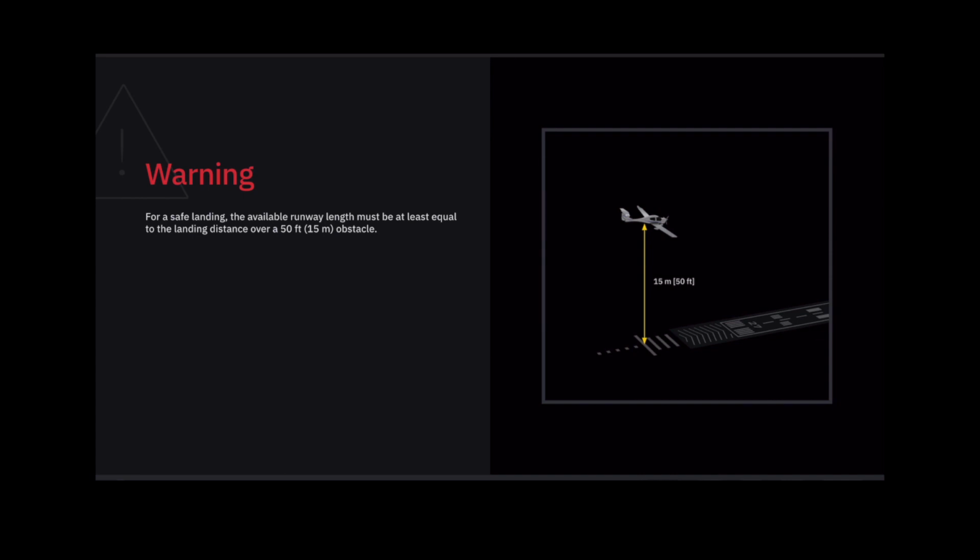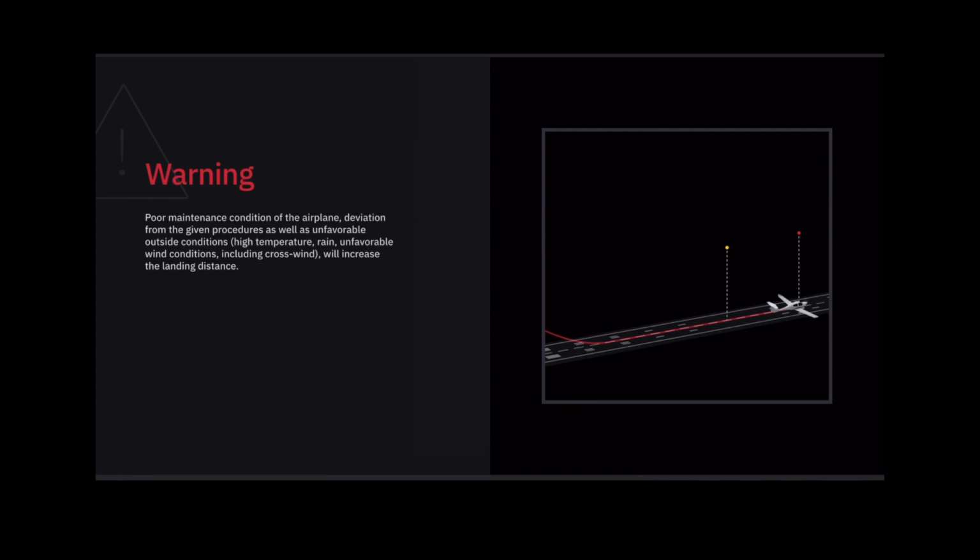Warning: for a safe landing, the available runway length must be at least equal to the landing distance over a 50 feet obstacle. Warning: poor maintenance condition of the airplane, deviation from the given procedures, uneven runway, as well as unfavorable external factors, will increase the landing distance.